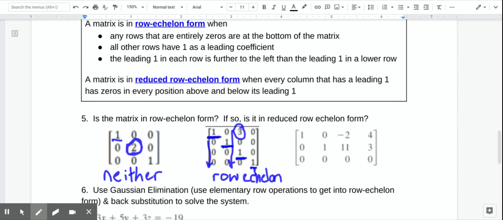Okay, last one. We're going to go through our checklist. All rows that are entirely 0 are at the bottom of the matrix. Yes. All other rows have 1 as a leading coefficient. Yes. The leading 1 in each row is further to the left. Yes, they stair step down. And every column with a leading coefficient of 1 has zeros everywhere else. Those are all zeros. Those are all zeros. Yes. So this one is in reduced row echelon form.